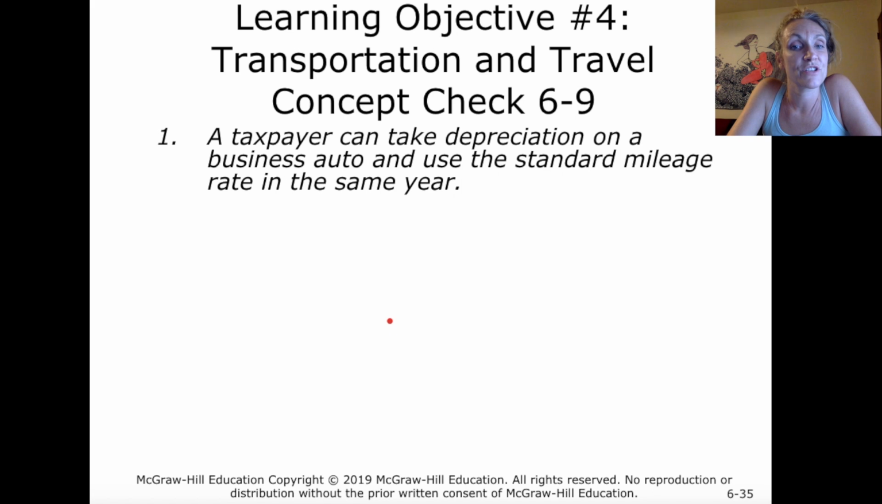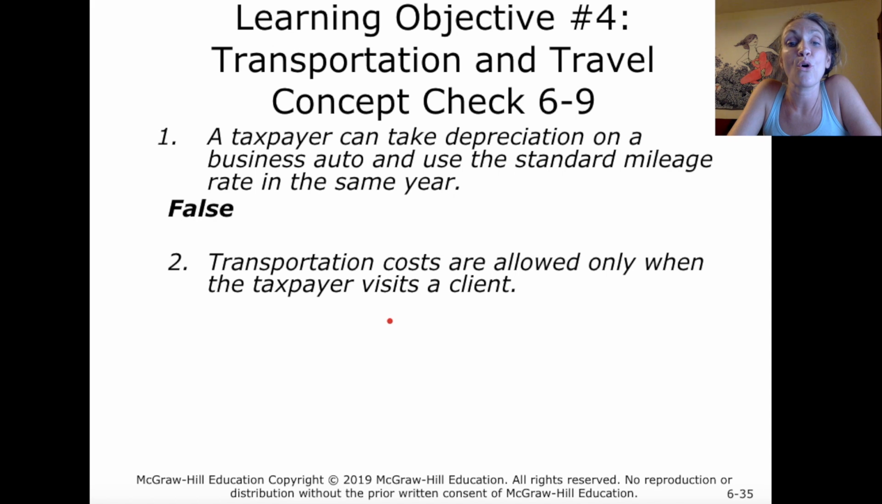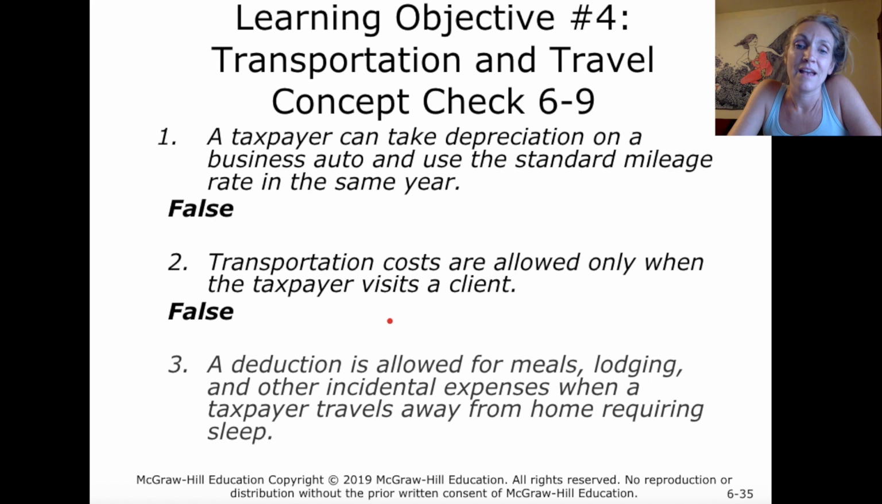A taxpayer can take depreciation on a business auto and use the standard mileage rate in the same year. It's either or. Depreciation on the vehicle is part of the actual expenses. So you get to use the actual method or the standard mileage rate method. Transportation costs are allowed only when the taxpayer visits a client. No. A deduction is allowed for meals, lodging, and other incidentals expenses when a taxpayer travels away from home and is required to sleep.